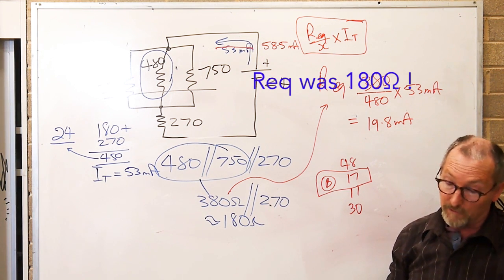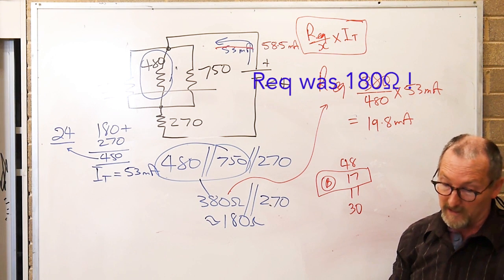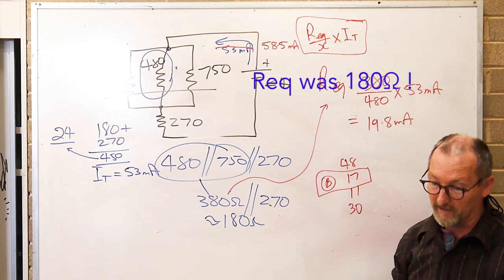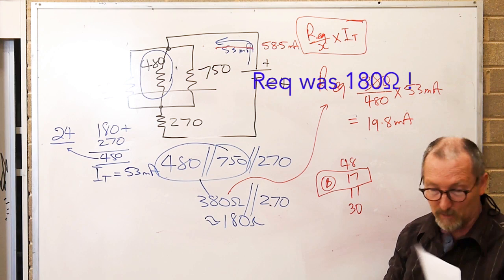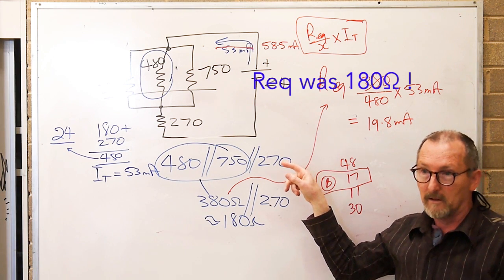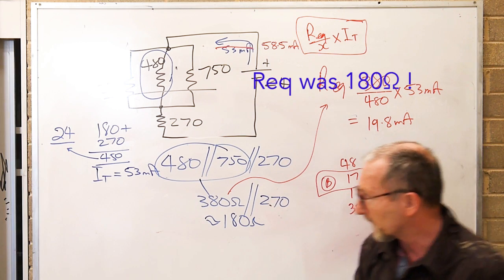Anyway, we've got more to do. We've got the next question, which is not quite the same. It's got two branches instead of three again. So let's go on and do the next question. Does anybody want me to do anything more on that? All good? Okay.